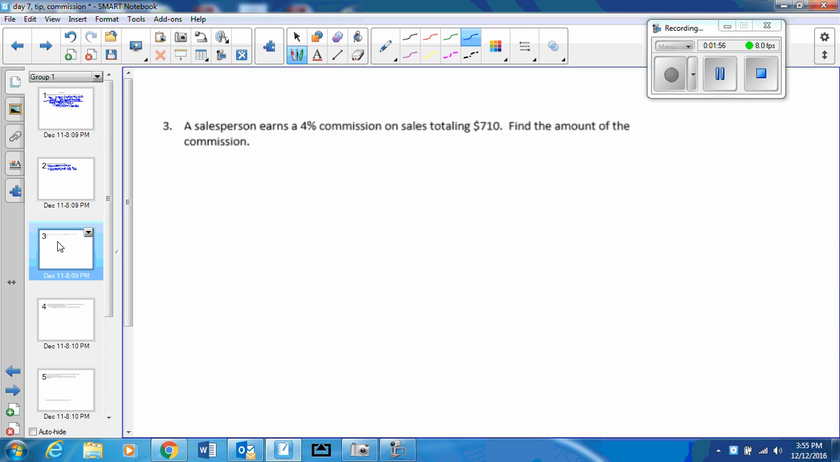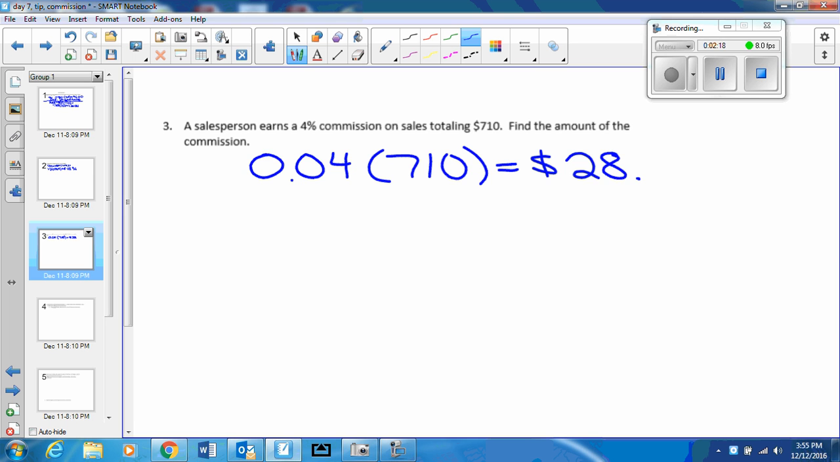For question 3, a salesperson earns a 4% commission on sales totaling $710. Find the amount of the commission. So change 4% to a decimal, 0.04. Multiply it by the sales, 710. When I multiply that out, the amount of the commission would be $28.40.